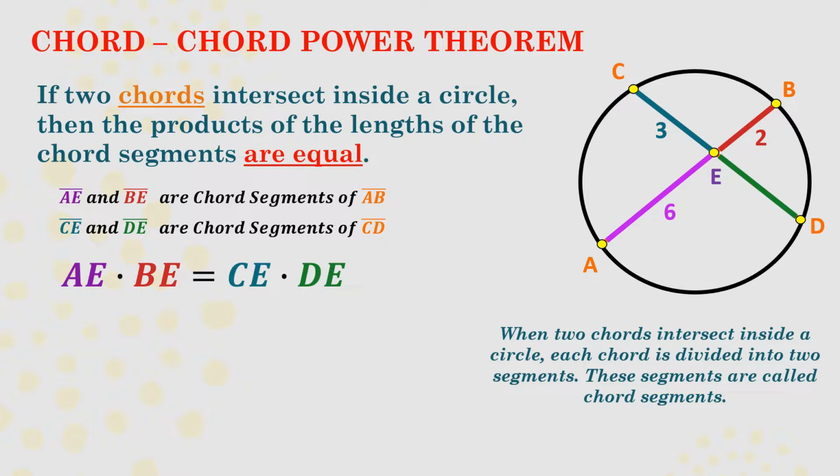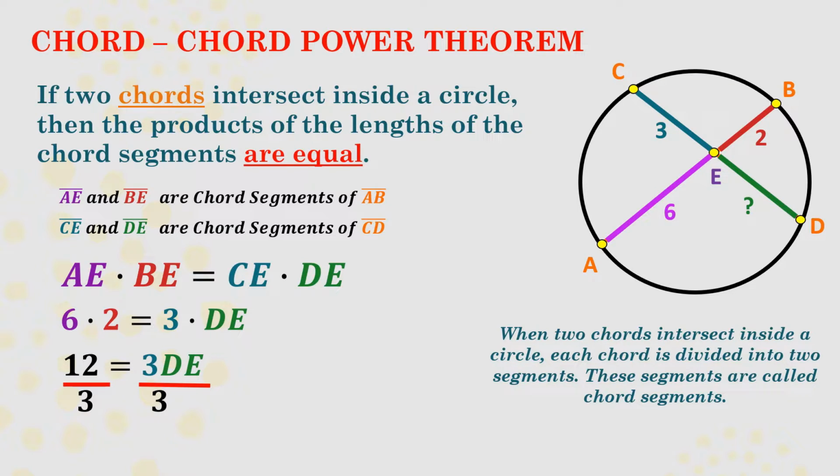For example, we have these measurements. BE is equal to 2, AE is equal to 6, CE is equal to 3, and we're going to solve for DE. All we have to do is replace our segments with the given values in our figure. Therefore, we will have 6 times 2 equals 3 times DE, replacing AE with 6, BE with 2, CE with 3, and since we're solving for DE, we leave DE as is. Solving this, 6 times 2 will give you 12, which is equal to 3 DE. Divide both sides by 3, then we will have DE is equal to 4.